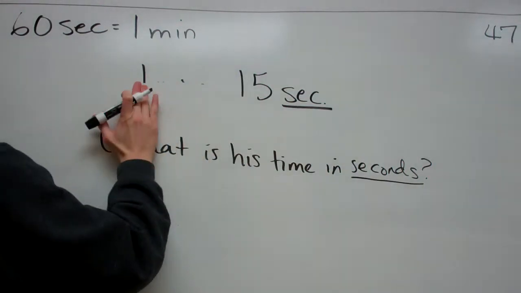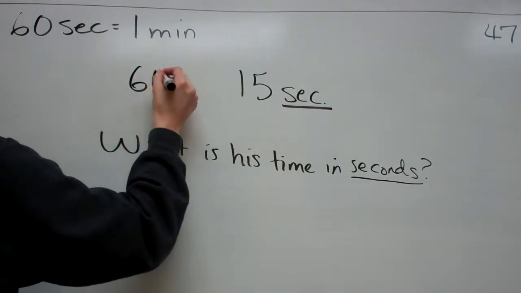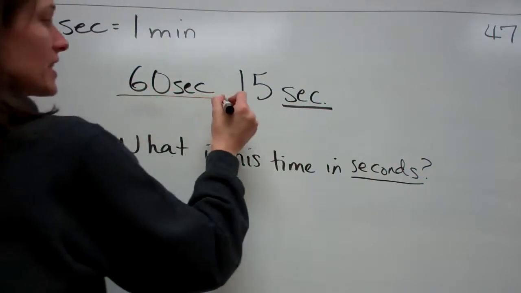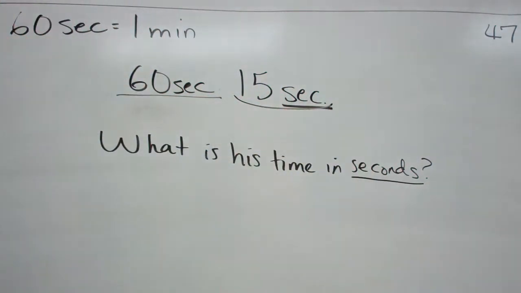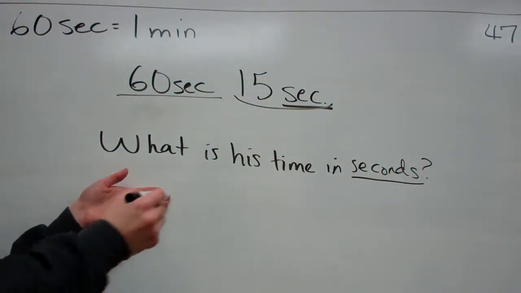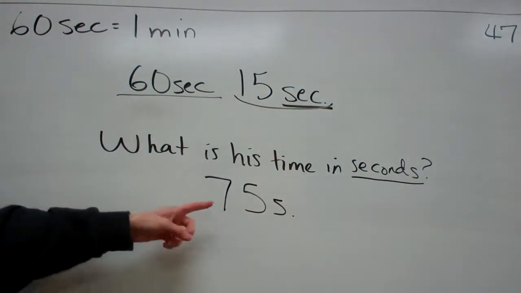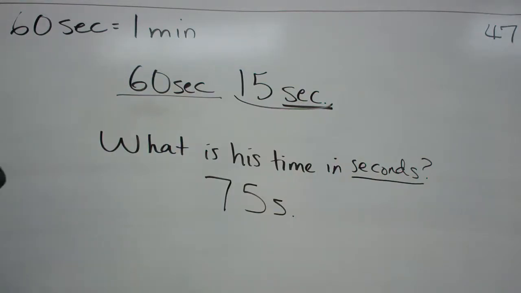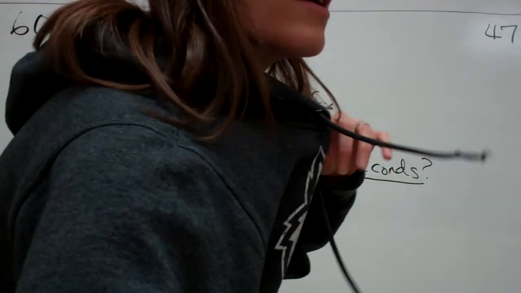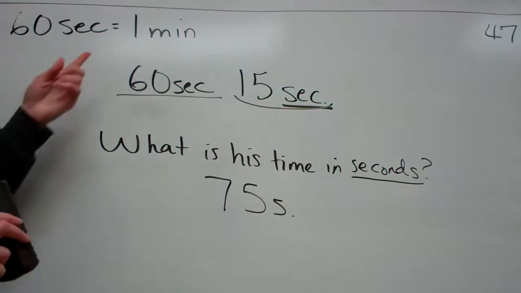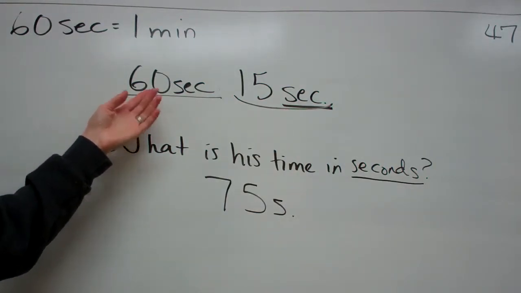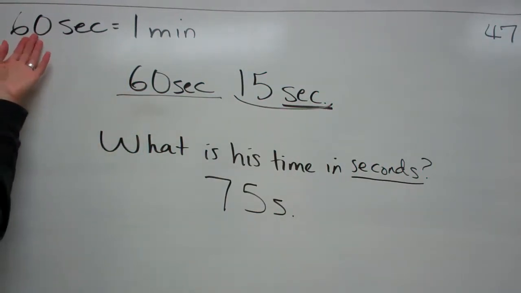1 minute is how many seconds? 60 seconds. So we have 60 seconds plus another 15 seconds. What is his total time? 75 seconds. Very good. Could you still multiply that? Nothing to multiply because there was only 1 minute. If it had 5 minutes, then we would need to multiply 60 times 5.